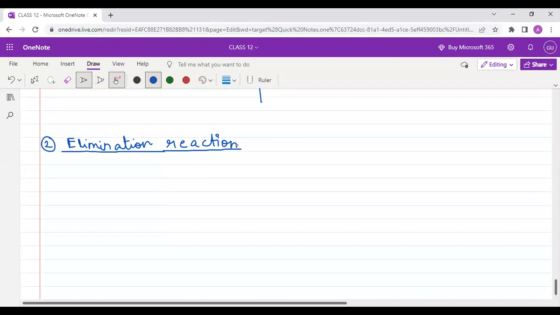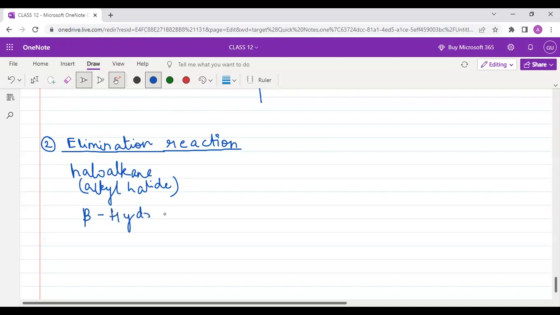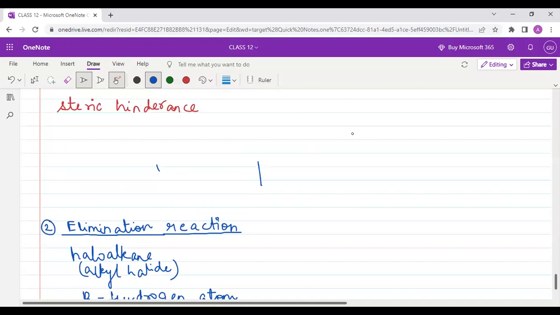So in this elimination reaction, we have a haloalkane. Haloalkane is your alkyl halide, right? And it should have a beta hydrogen atom. So we should have a haloalkane with beta hydrogen. Do you remember the alpha, beta numbering? Okay, suppose we have this carbon.